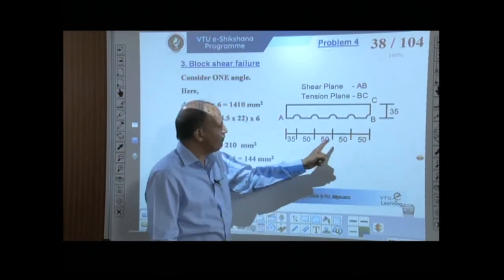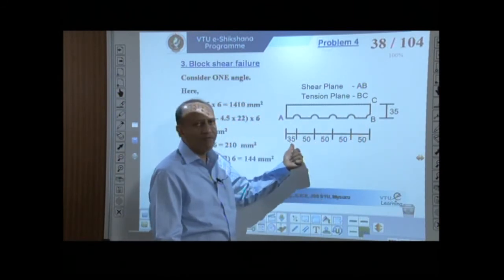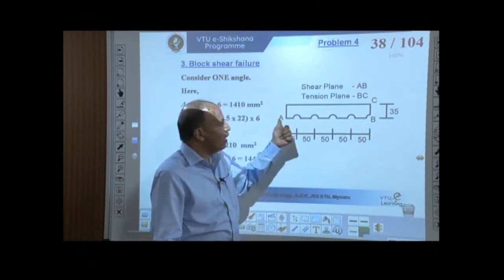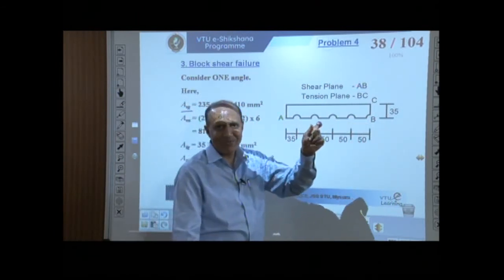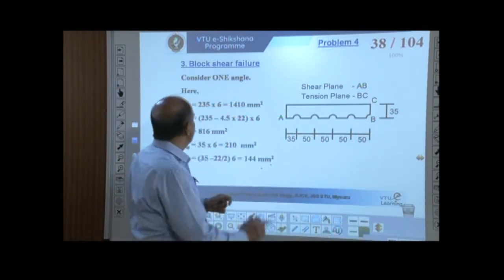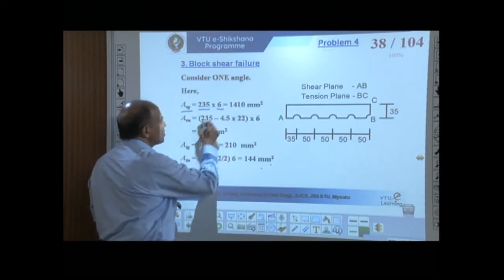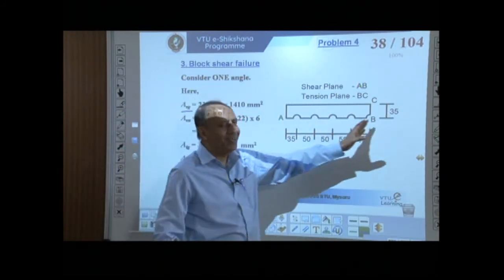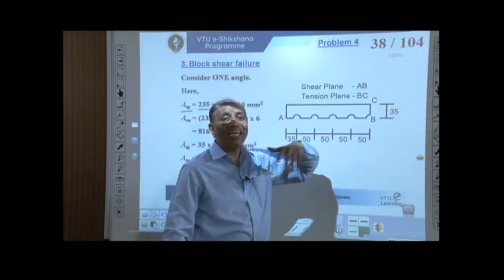Okay, 50, 50, 50, 50, 200 plus 35, 235, multiplied by the thickness. Thickness is what? 6 millimeters. So we get 235 into 6, and that will give you the gross area in shear. How do you calculate the net area?